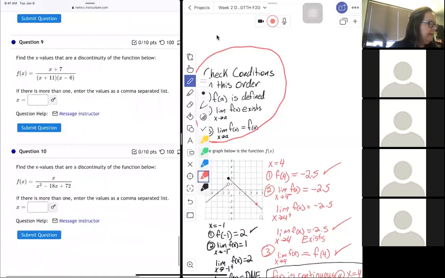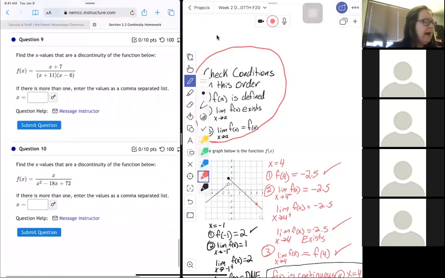And then the last couple of questions, they're rational functions. With rational functions, and I explained this in the video too, your problems are going to happen where the denominator is equal to 0. So you start these two problems by setting the denominator equal to 0. In question 9, you won't have to factor, they're already factored. In question 10, you'll get a quadratic in the denominator that should be fairly easy to factor.